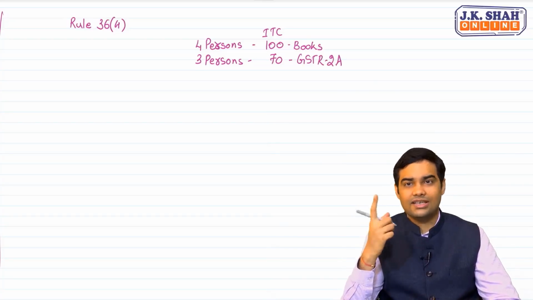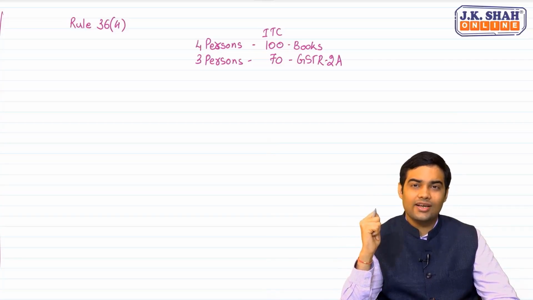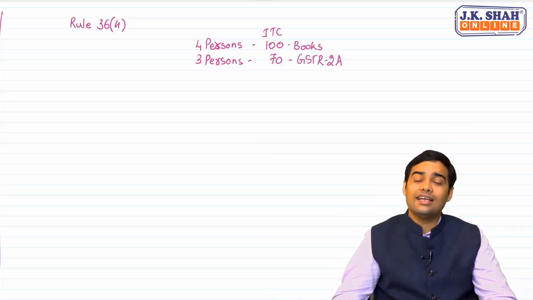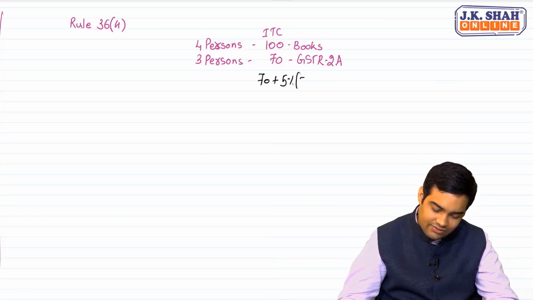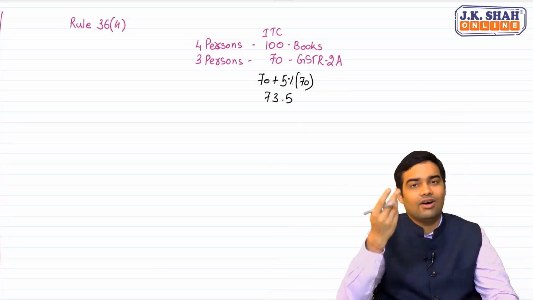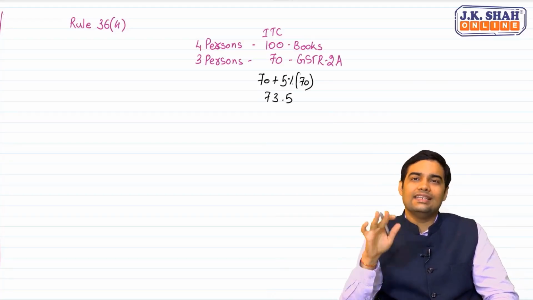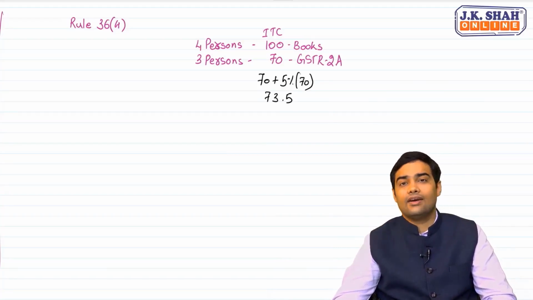Because that one person has not furnished GSTR1, it is not coming in my GSTR2A. So I'll keep calling him saying please furnish it. Till that time, how much can I claim? The law says I can claim 70 rupees plus 5% of 70 rupees. That is totally 73.5. And once the other person uploads, I can claim the differential amount in the month when the other person uploads.